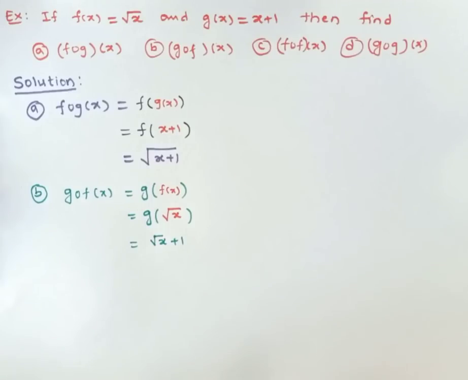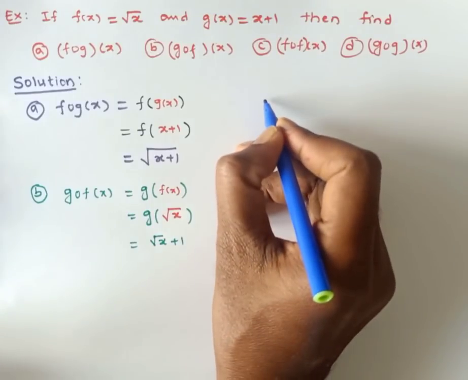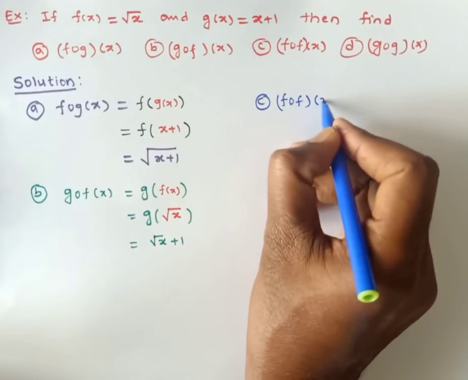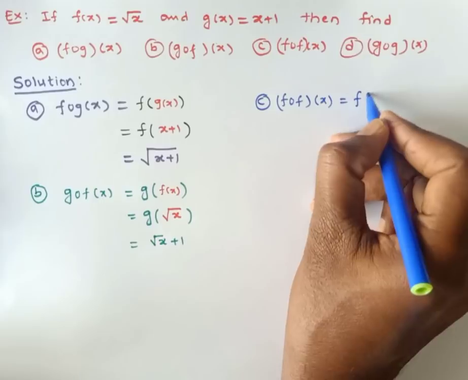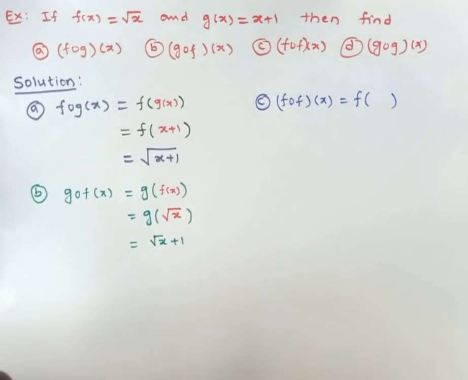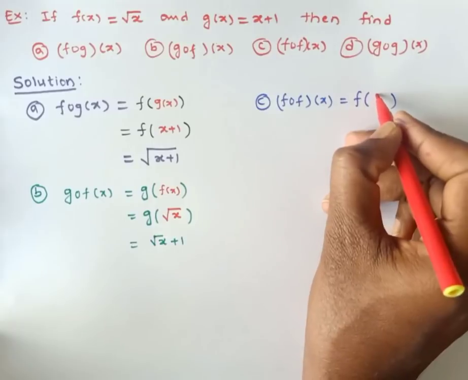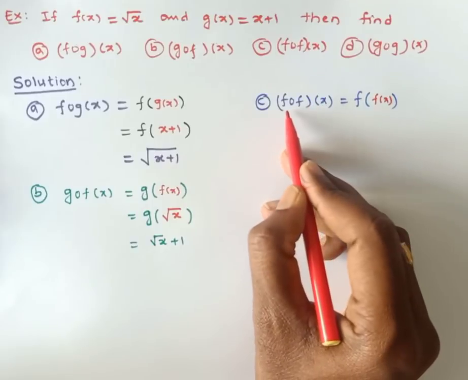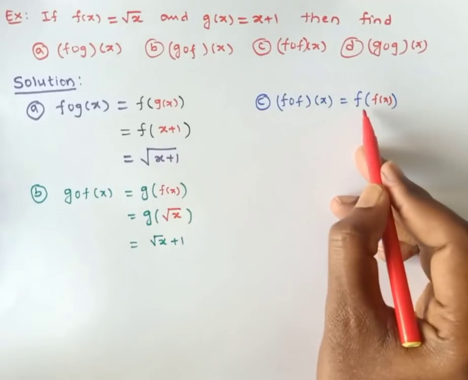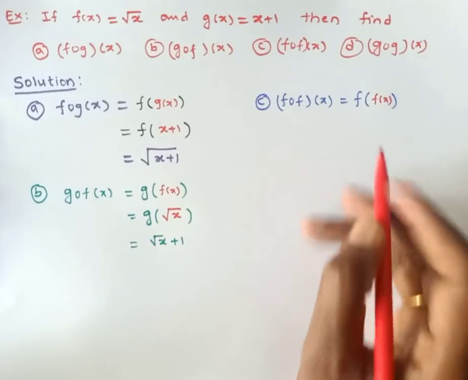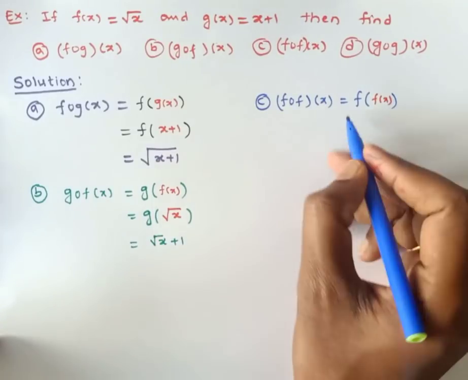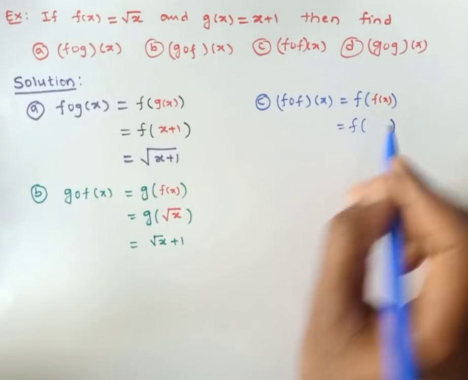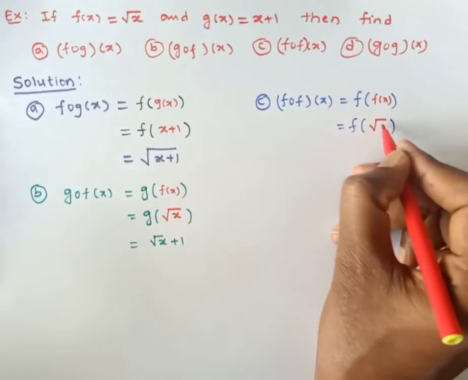And now you can find problem C. See what is C? Here it is f compose f of x. Now we can write this as f of which function? Again f of x is there. So f compose f is f of f of x. Now here the inner function is f of x only. f of x means it is root x. Now you can write it as root x.